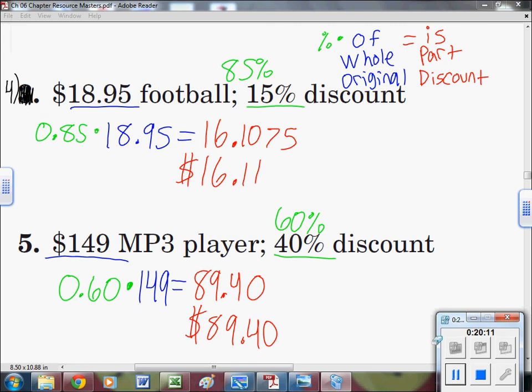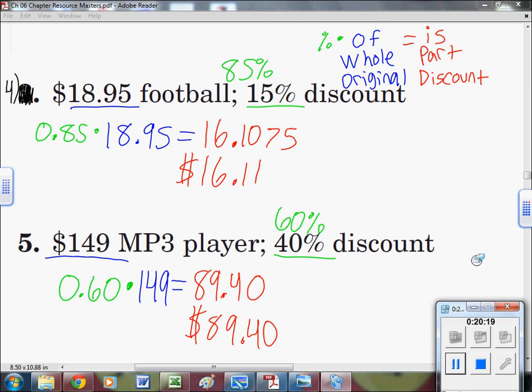So take a moment to think about what you did here. Now we're going to do a couple word problems is what we're going to do. And I'll explain when we get to it. One moment.